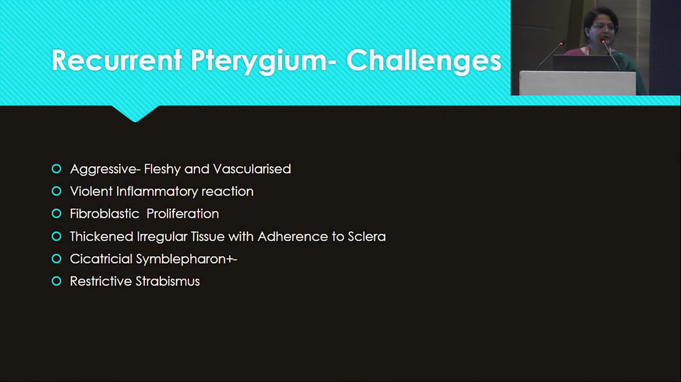Now, recurrent pterygium has been covered in quite some detail. They are aggressive, with a violent inflammatory reaction and fibroblastic proliferation. They have thickened irregular tissues with adherence to the sclera. In addition, they may be complicated by cicatricial symblepharon or a restrictive strabismus.